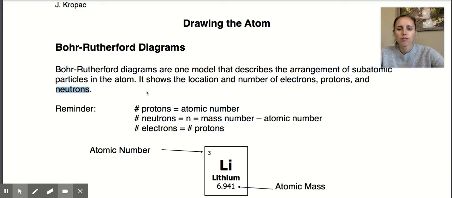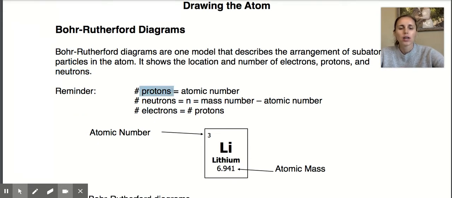So in order to figure out the number of protons, you want to look at the atomic number on the periodic table. The atomic number is this number that's in the top corner. If you're not sure, the atomic number is always a smaller number. So the atomic number is always smaller than the mass number, and it's that nice whole number. So number of protons is equal to the atomic number. In neutral atoms, number of electrons is also equal to the number of protons.